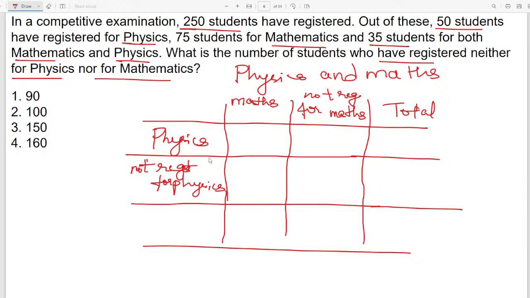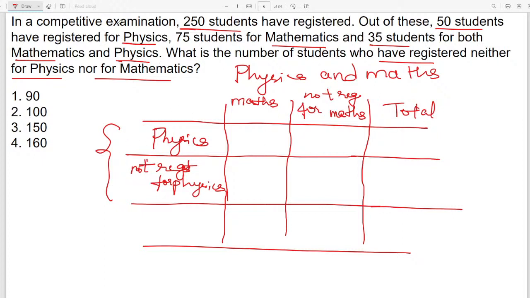So in these types of cases, where only two subjects or two items are there, we draw a chart like this, where these two are mutually exclusive. If a student has registered for physics, then the other section would be that they have not registered for physics. For people who have registered for maths, the other part of the class would not have registered for maths. These two things should be mutually exclusive, and there should be no overlap between them. And this is the total.